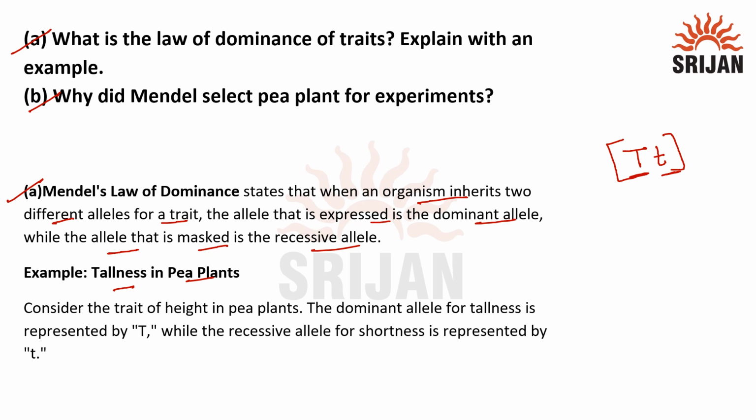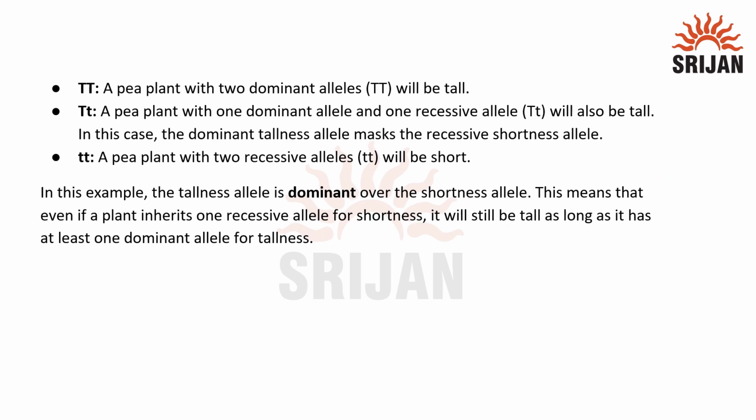So consider the trait of height in pea plant. The dominant allele for tallness is represented by capital T, while the recessive allele for shortness is represented by small t. The combinations are capital T capital T, capital T small t, small t small t. In first combination, both the alleles are dominant and hence the plant is going to be tall. But in second case, there is one dominant allele and one recessive allele. Still the plant is tall because dominant allele tallness is going to mask the effect of recessive allele shortness.